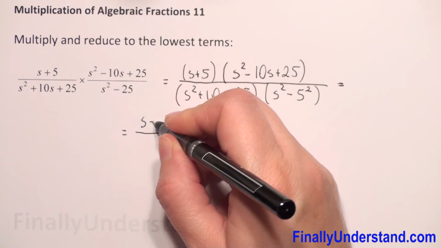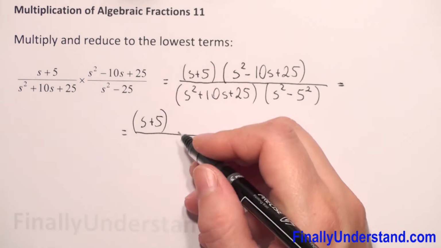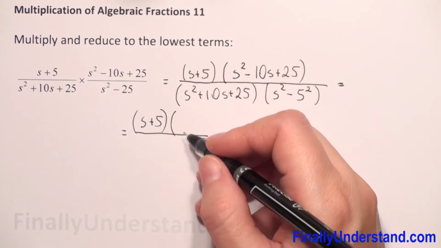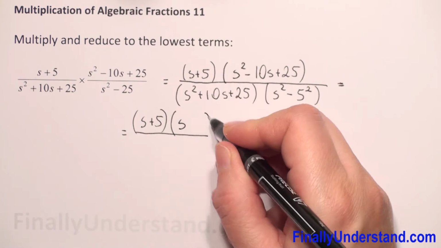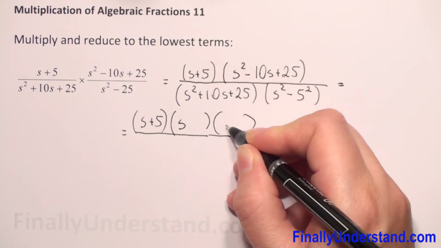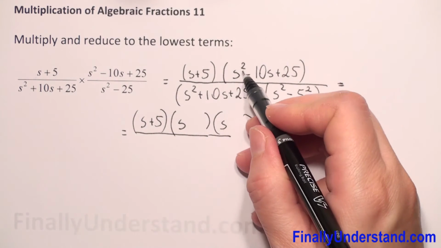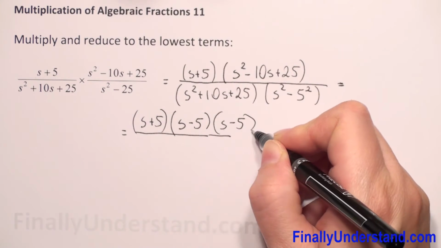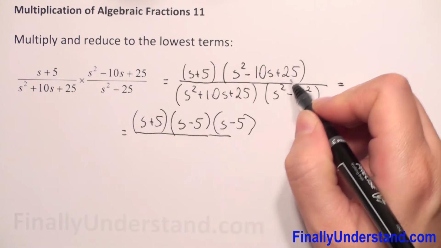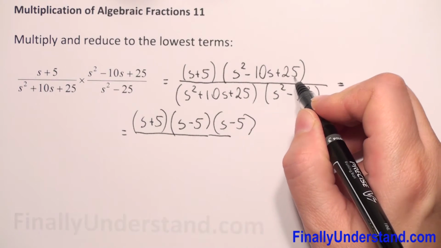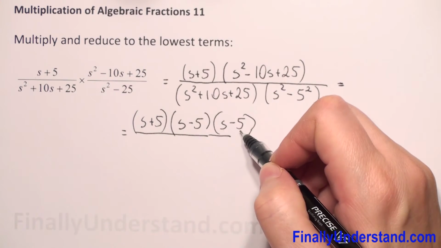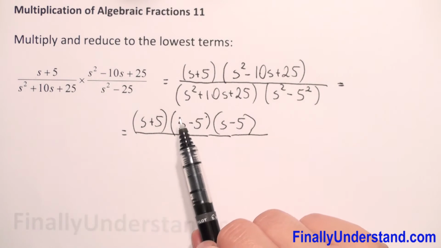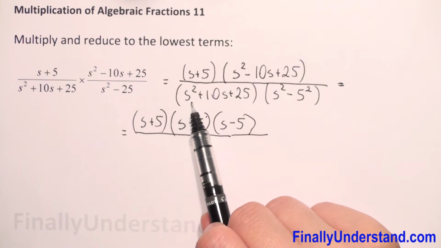s plus 5, we will copy, and what will be? It will be negative 5. So s we have to put in the first parenthesis, and s, because s times s gives me s squared, so it will be negative 5 and negative 5. Because negative 5 times negative 5 gives me 25, and when I add negative 5 plus negative 5 it is negative 10.